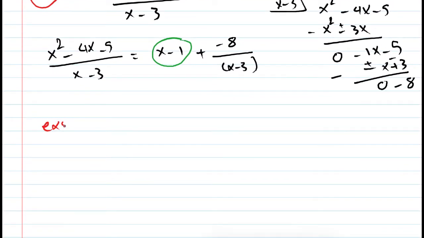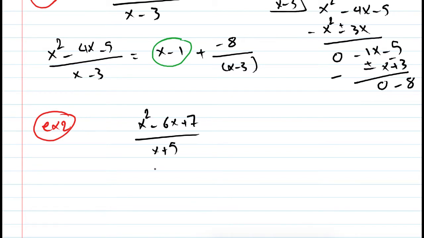Suppose I have x to the 2 minus 6x plus 7 over x plus 5. Okay, since the degree of the numerator is 1 more than the degree of the denominator, we do have a slant asymptote. All we have to do is find the quotient when we do the division, and that will be the equation of the slant asymptote. Okay, so let's do the division.